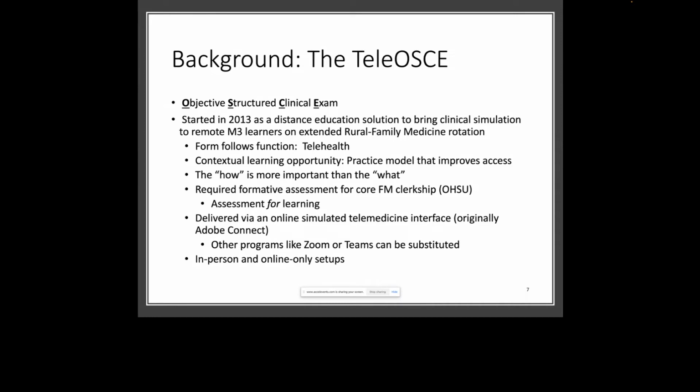I wasn't thinking, let's train them, teach them how to do telehealth. I was thinking, let's deliver this content to them. And in what situation would a learner or a clinician be talking to a patient via their computer? Well, telemedicine. So let's make it a telehealth simulation. So that's really how it came about.